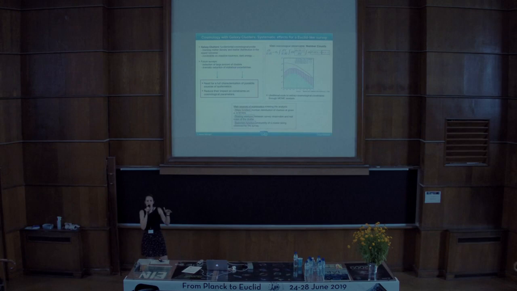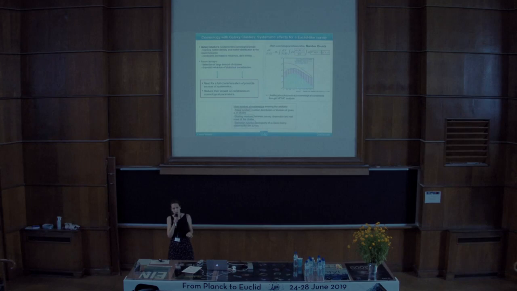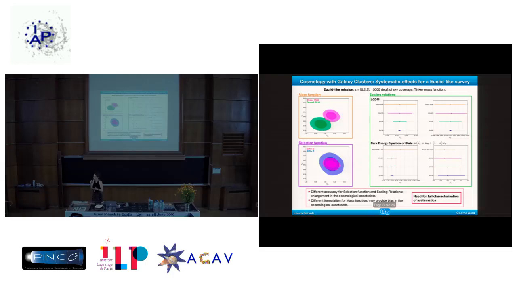So what we did was to produce a forecast analysis based on an MCMC approach in order to provide a more realistic estimation of all the uncertainties with respect to the Fisher approach. We decided to use it for the Euclid mission, but this is really a proof of concept that can be applied to any future galaxy cluster surveys.